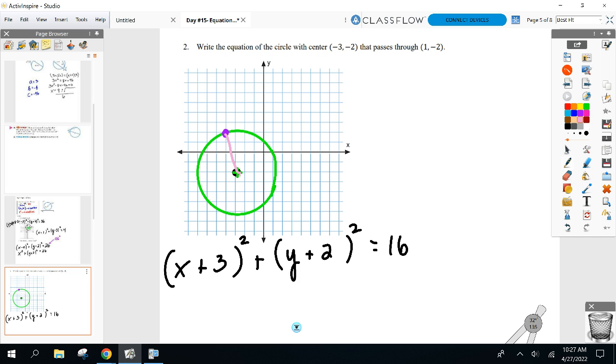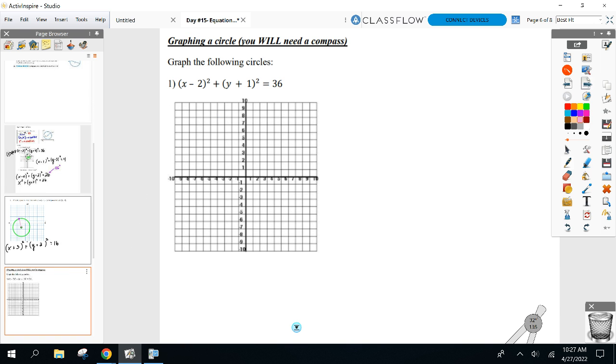You want to go backwards now? I'll give you the equation, you give me the center and radius now. Going backwards, and then I'll show you how to graph it. All right, there's the equation of a circle. First thing, before we even sniff graphing it, you got to be able to tell me what the center and radius is so I can graph it.